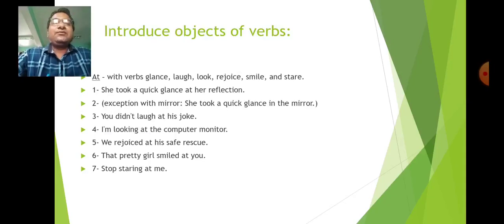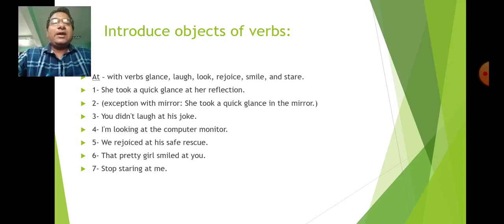Introduce objects of verbs. Here you see at. With verbs glance, laugh, look, rejoice, smile and stare. These are the words where we can use at frequently. For example, she took a quick glance at her reflection. Exception with mirror: she took a quick glance in the mirror.